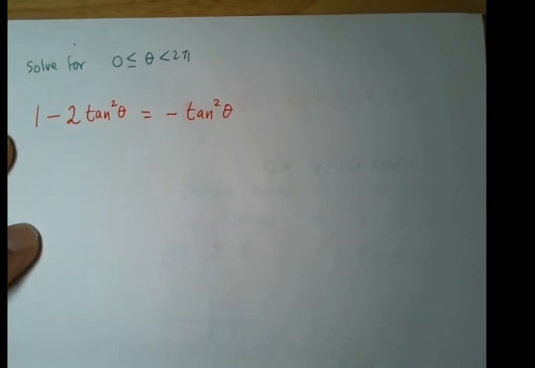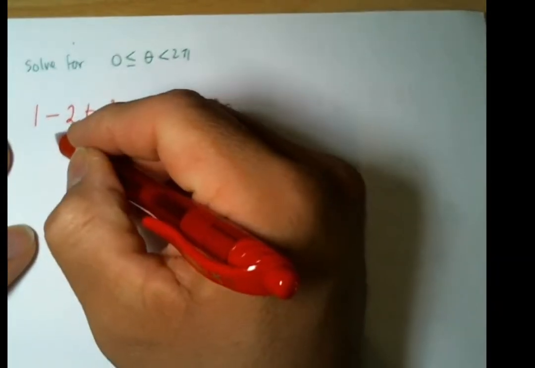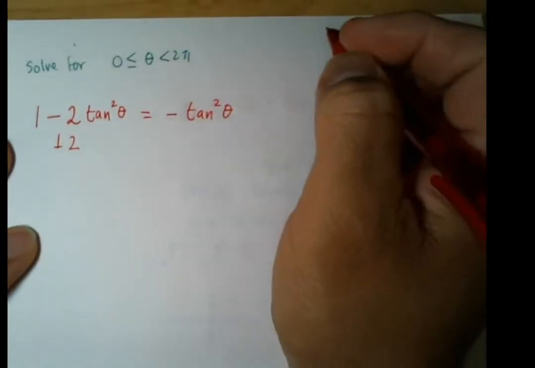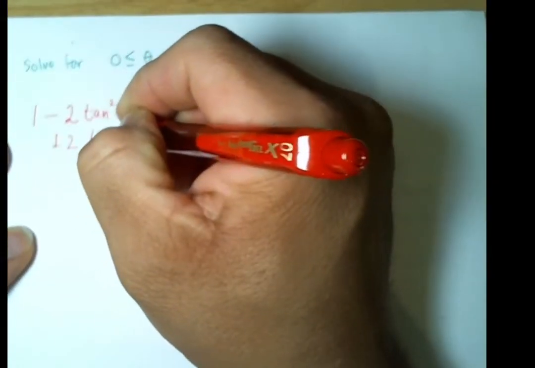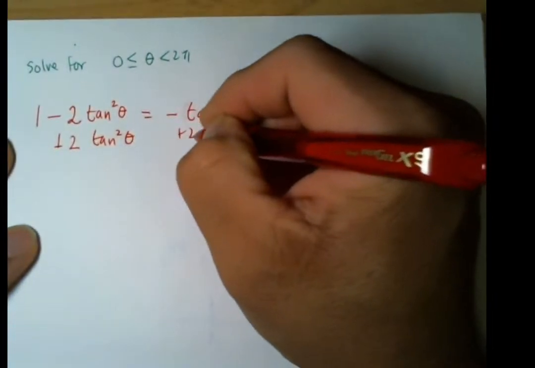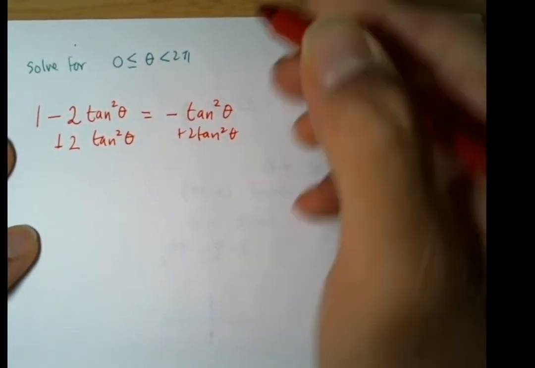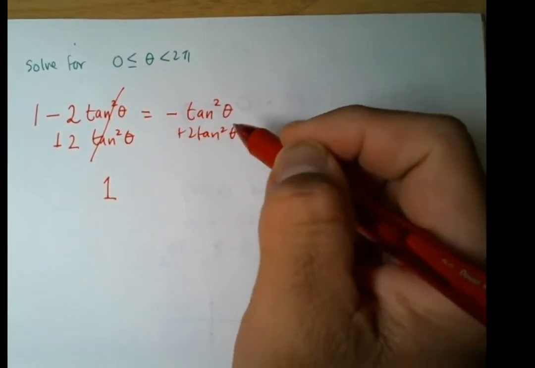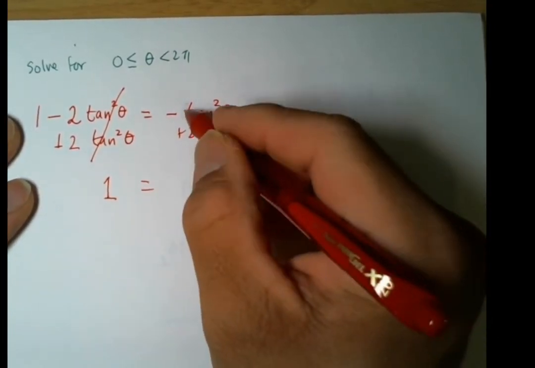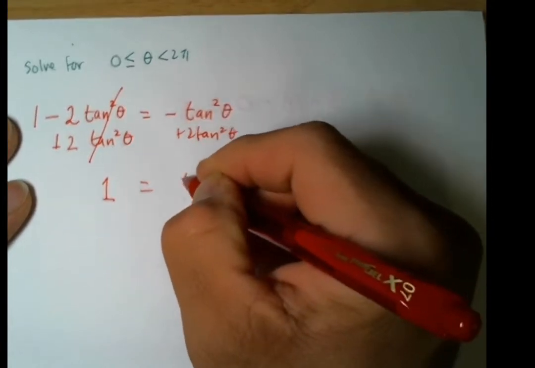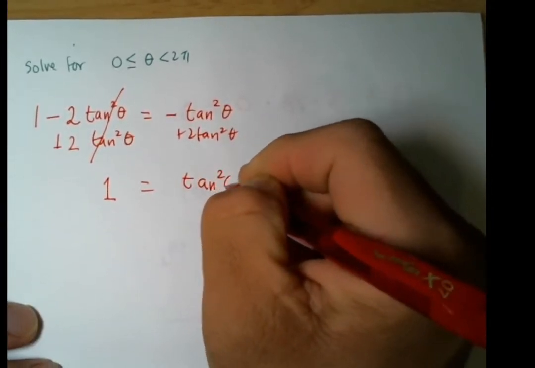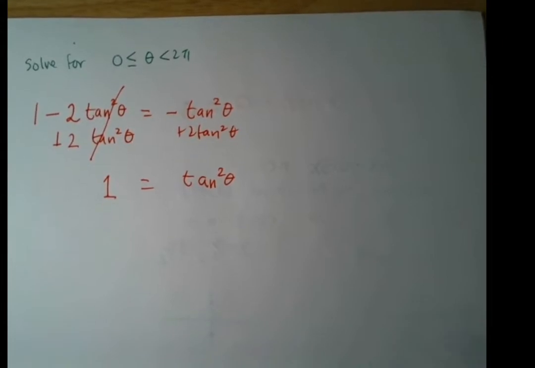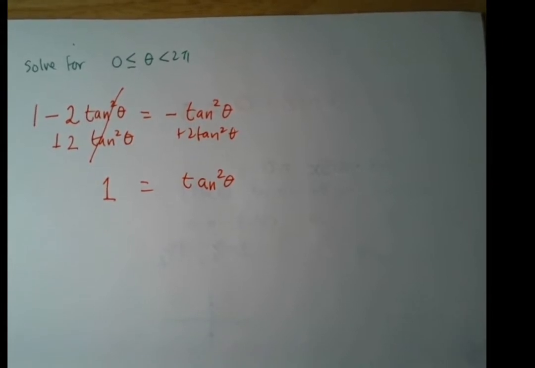Okay. All right. So in this case, right away, I'm just going to add 2 tangent squared theta to both sides. All right. Here I get 0, so I'm left with the number 1 on the left side. And here I have 2 and then minus 1, so we're just left with a positive 1 tangent squared theta. Okay. All right. And now here, when we have a square, we just take the square root of both sides.